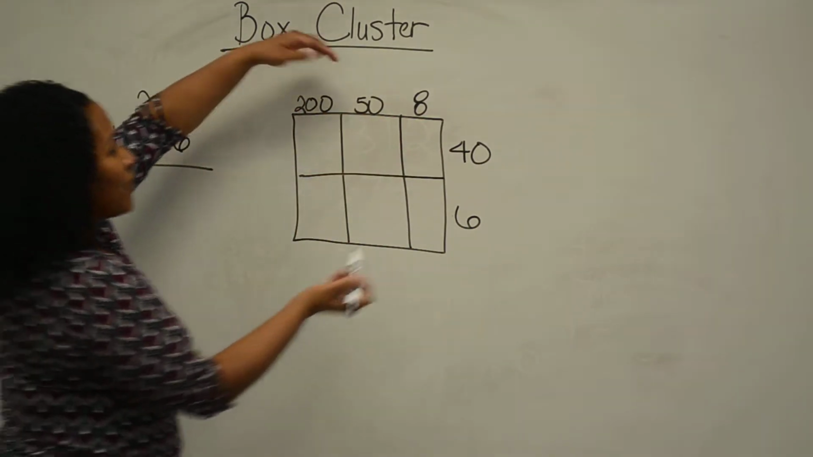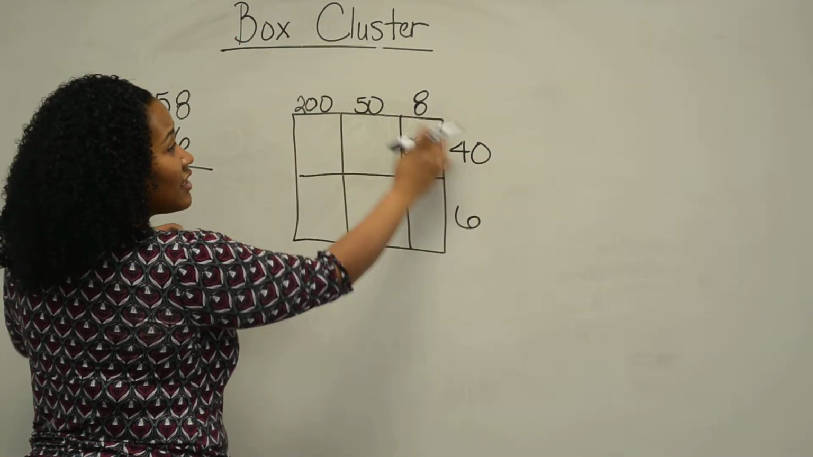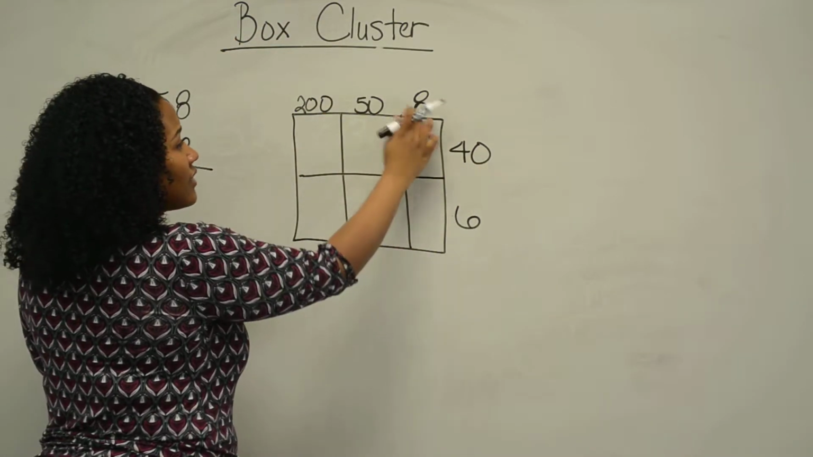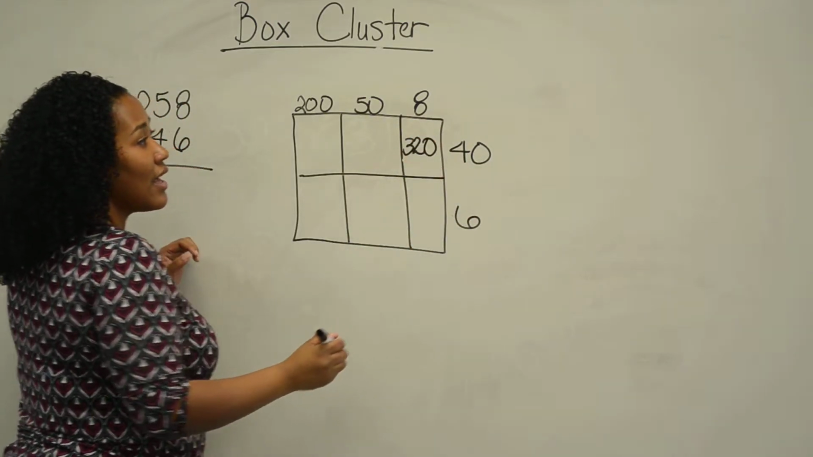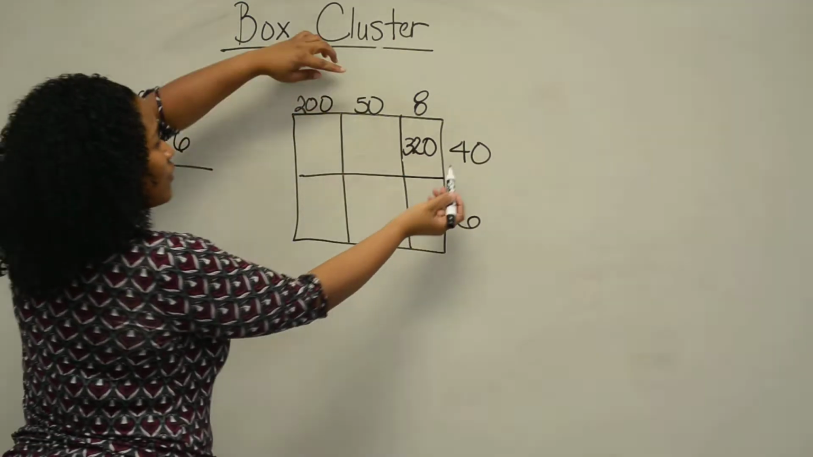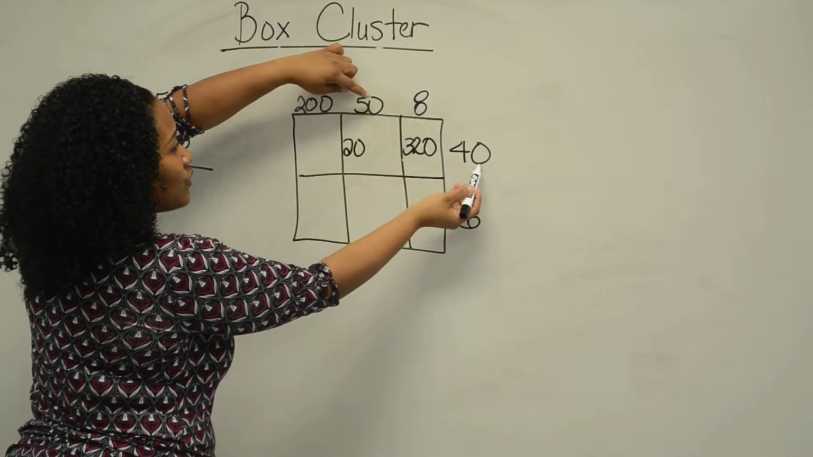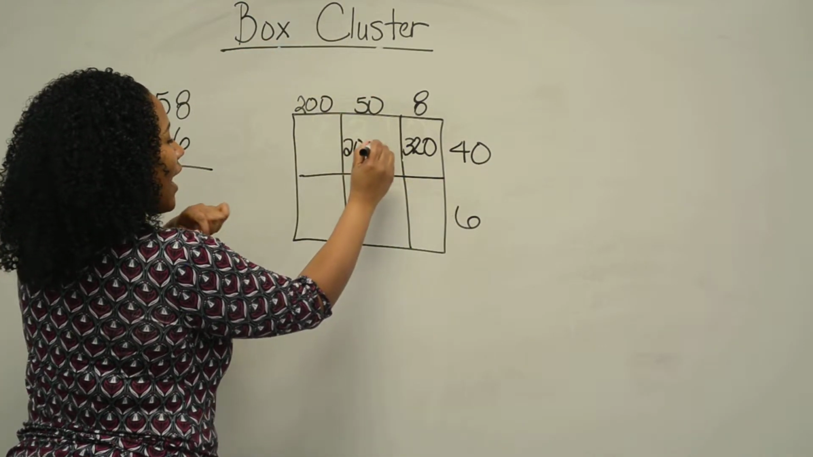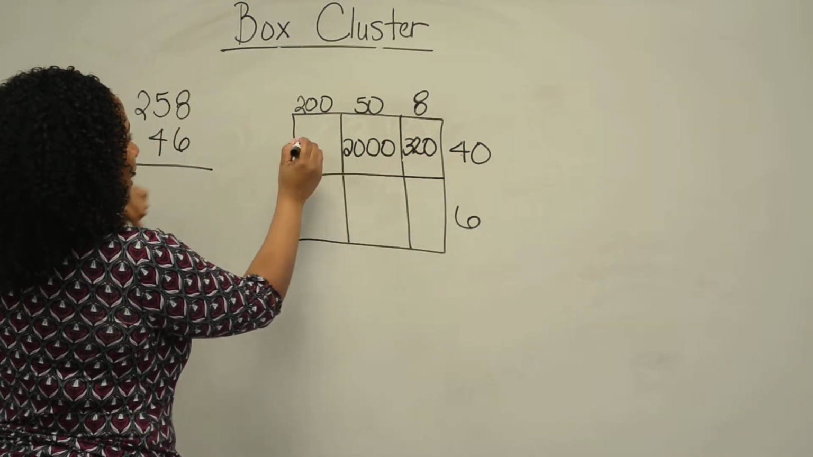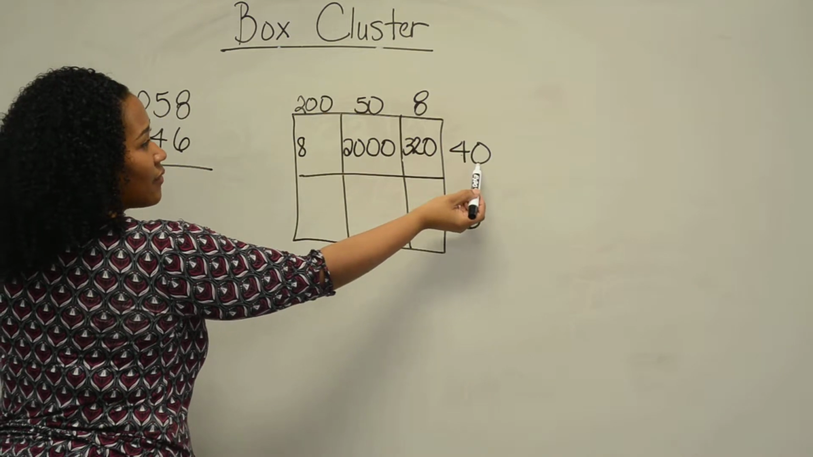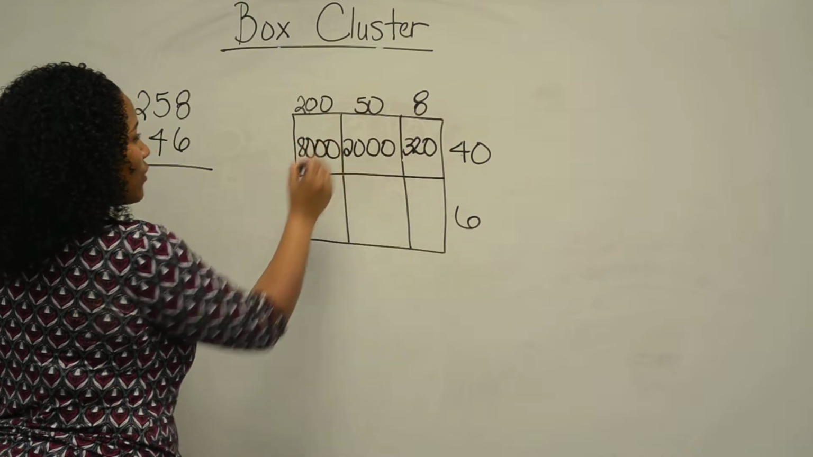All right, so now 8 times 4 equals 32. I ignore the 0 as I'm multiplying, okay? 8 times 4 is 32. I have 1 zero in the problem, so I add 1 zero in the answer. Okay? Do the same thing here. 5 times 4 is 20. And then I have 2 zeros in my problem. So I add 2 zeros to my answer. Okay? 4 times 2 is 8. How many zeros do you see? I have 3 zeros. So I add 3 zeros.